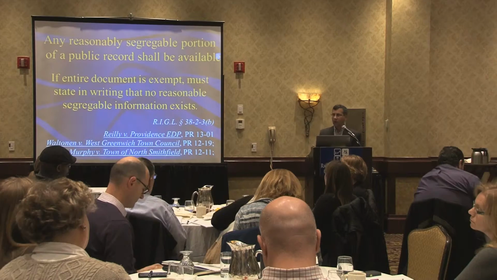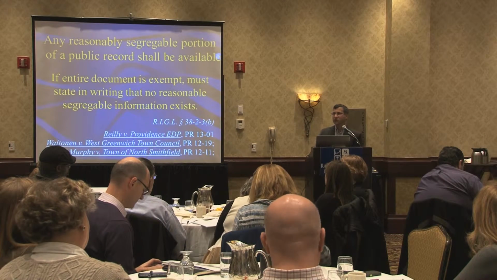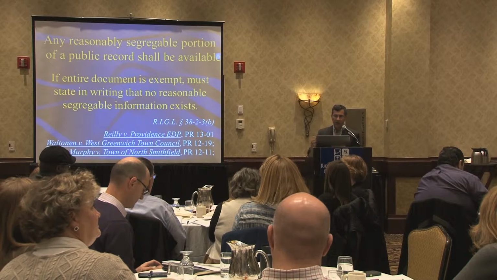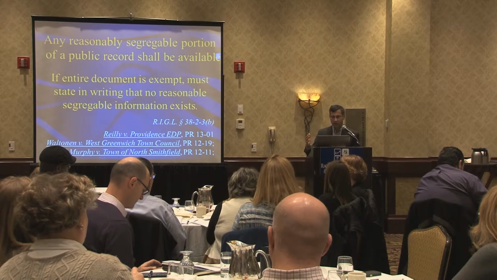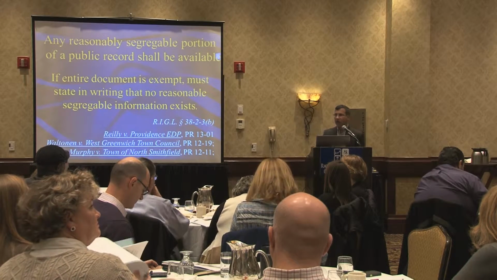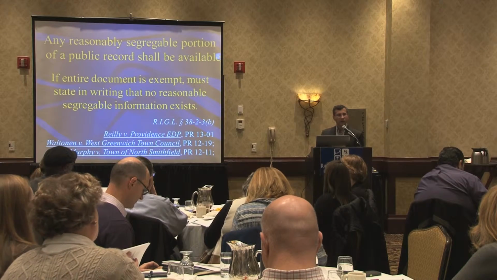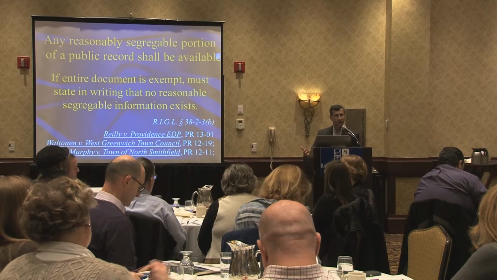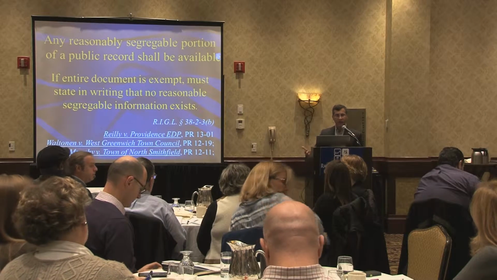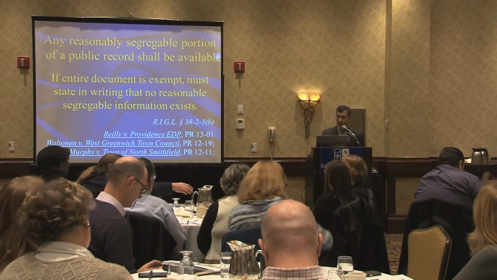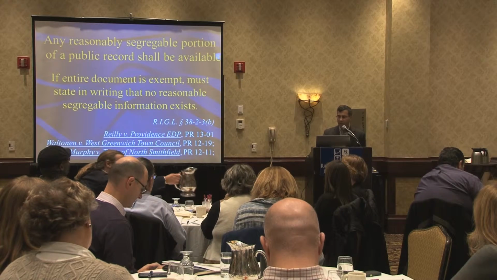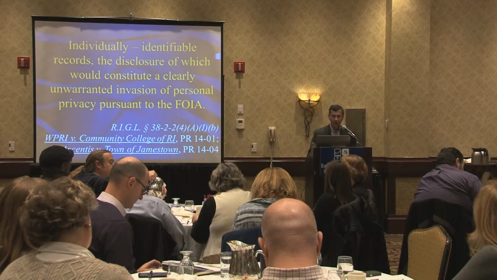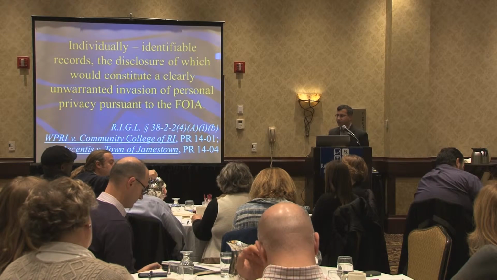Let's just say it's a report that contains the name of somebody that was subject to an investigation, and if that name could be redacted and the document still disclosed without disclosing the identity of that person, well, then the document has to be disclosed. So to the extent that the document could be redacted and the information still provided, then it has to be done so. This is the exception I was just talking about.